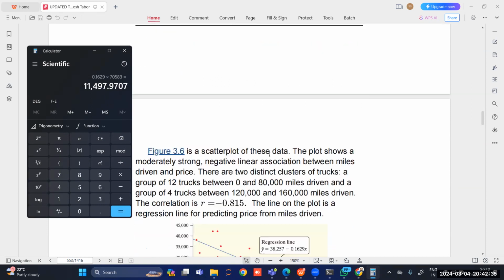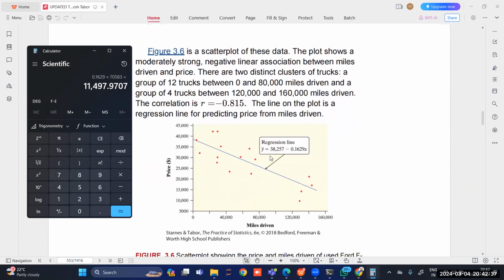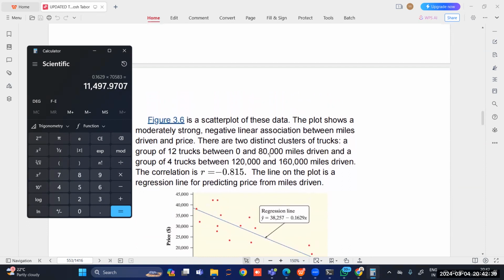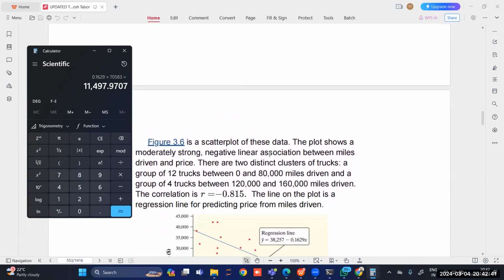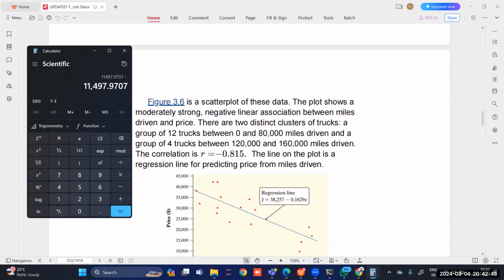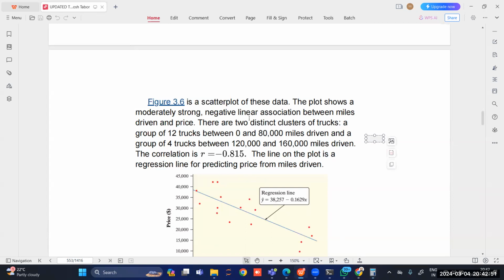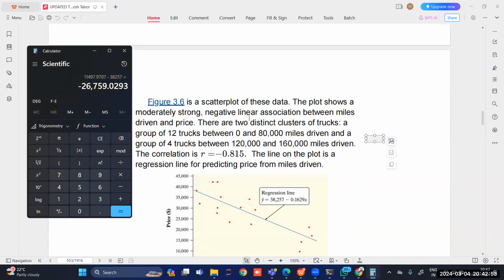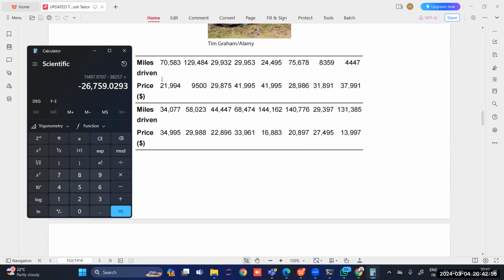So it is 11,497. And what we have to do, we have to add, correct? Means subtract this 38,257. It is coming in minus, but it will be in plus. What is it? It is 26,759.